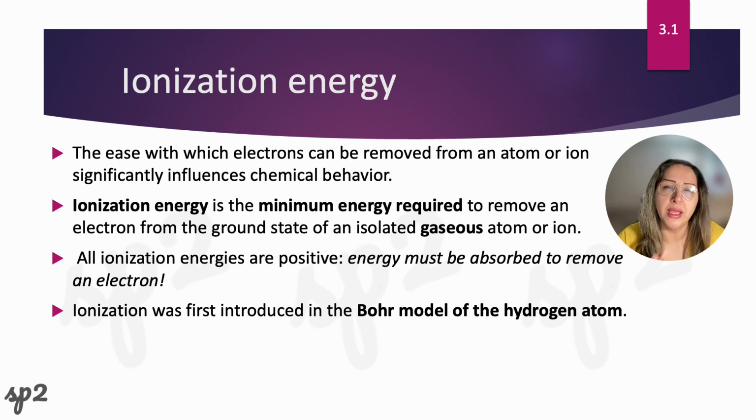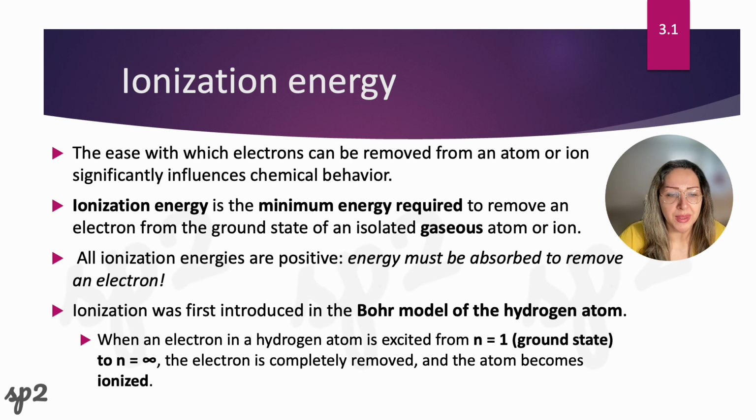Now, the idea of ionization and making an ion for the very first time was introduced by the Bohr model, if you remember that. They found that if they add enough energy to excite an electron from n=1, the ground state, to infinity, that is going to be the way that they can turn that hydrogen atom into an ionized species. Okay, cool.